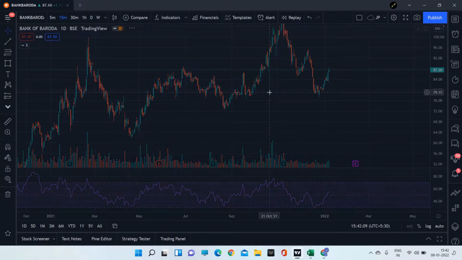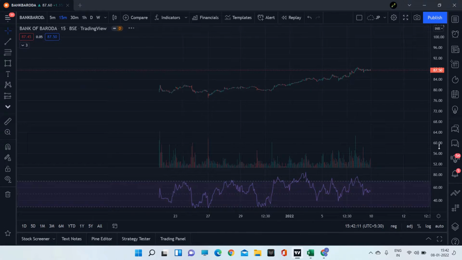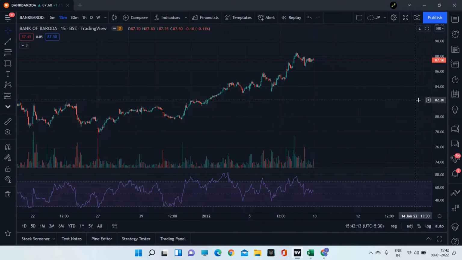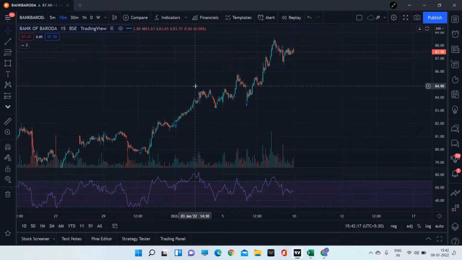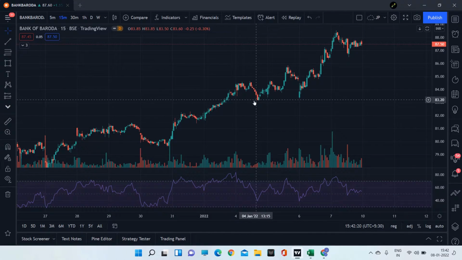If I come to a shorter time frame, that is 15 minutes, even if you are day trading and you want to identify and take a trade, come here, you see this 1, 2. There are two points, it doesn't meet our criteria, so leave it.